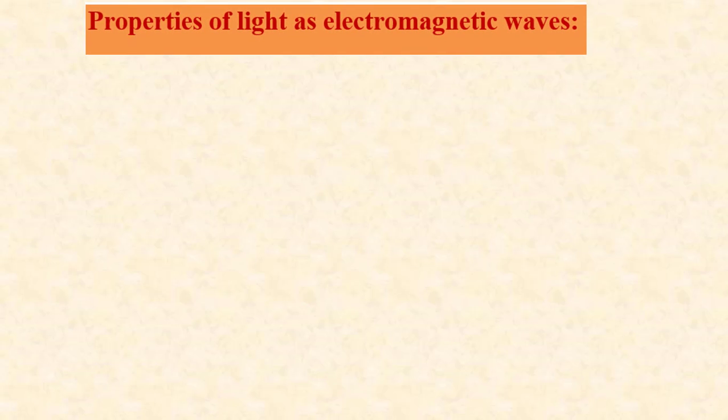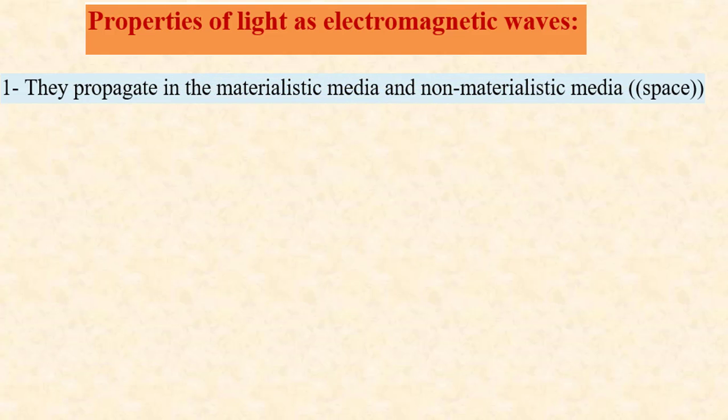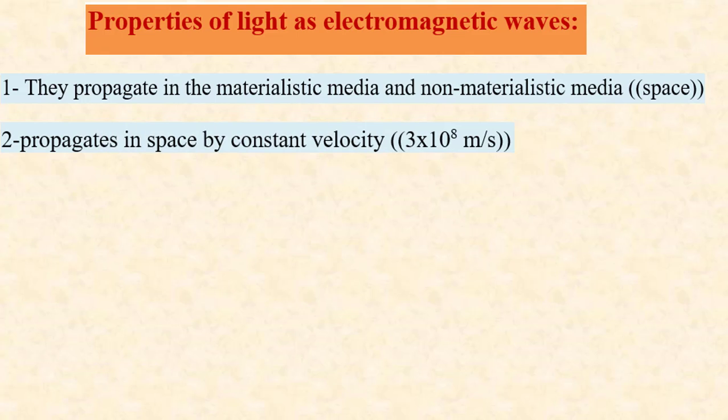At first, what are the main properties of light or electromagnetic waves? Light is one of the electromagnetic waves. Number 1, electromagnetic waves propagate in both material and non-material media, which means they don't need a medium to propagate through; they can propagate through a medium and through space. Number 2, they propagate in space at a constant velocity, the same for all electromagnetic waves, equal to 3 multiplied by 10 power 8 meters per second.